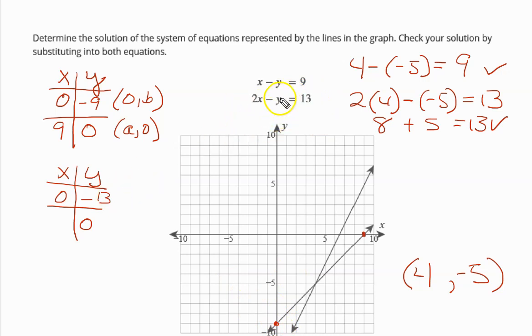But now if Y is 0, we get 2x equals 13. So this is going to be 13 halves, which is 6.5. So if we go here, yeah, this is right there. Normally that would be hard to plot, but since we knew what the point was, it worked out.